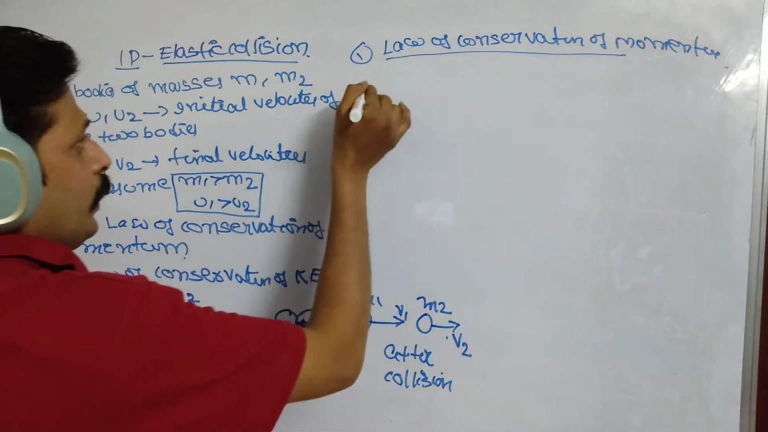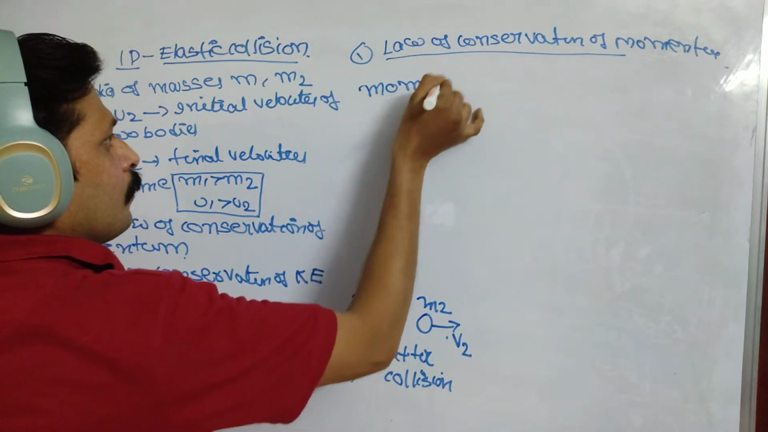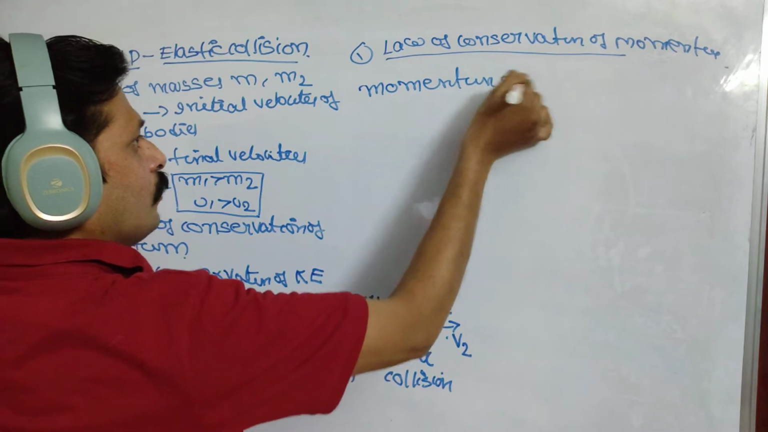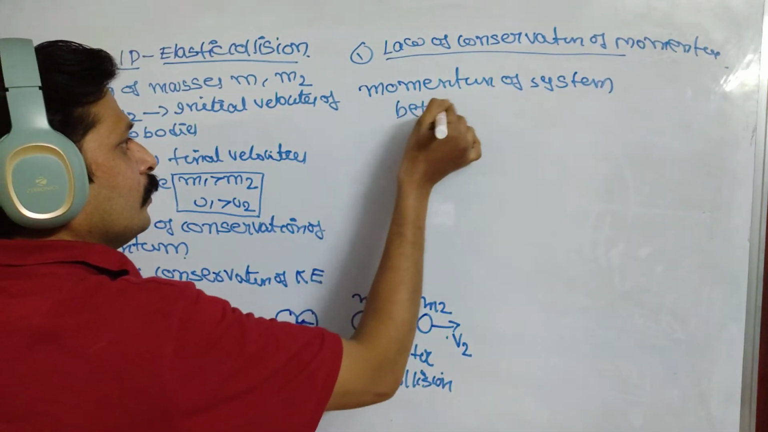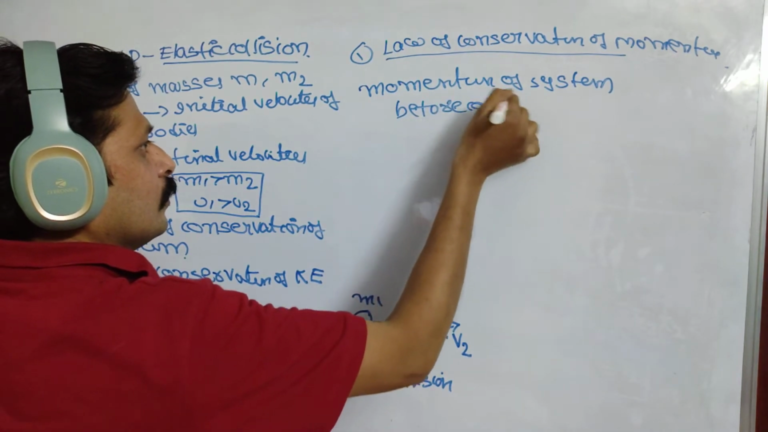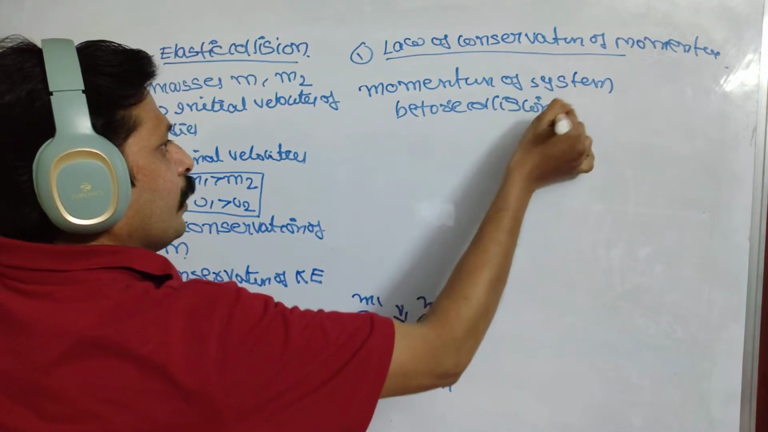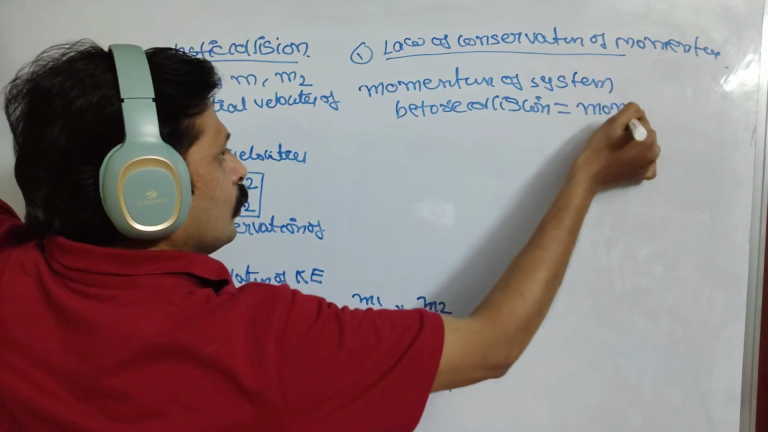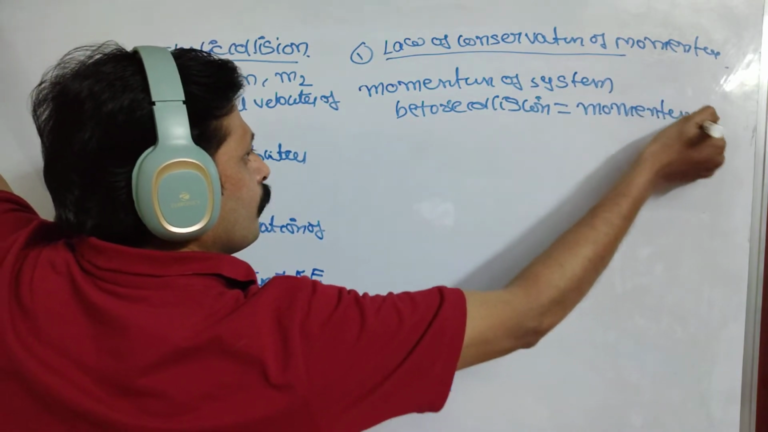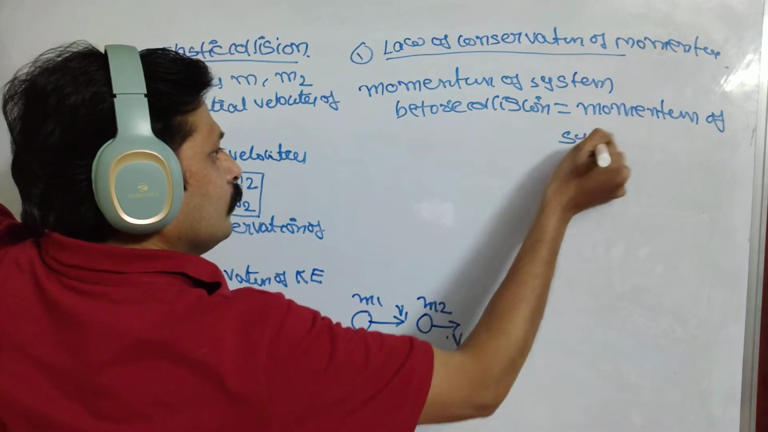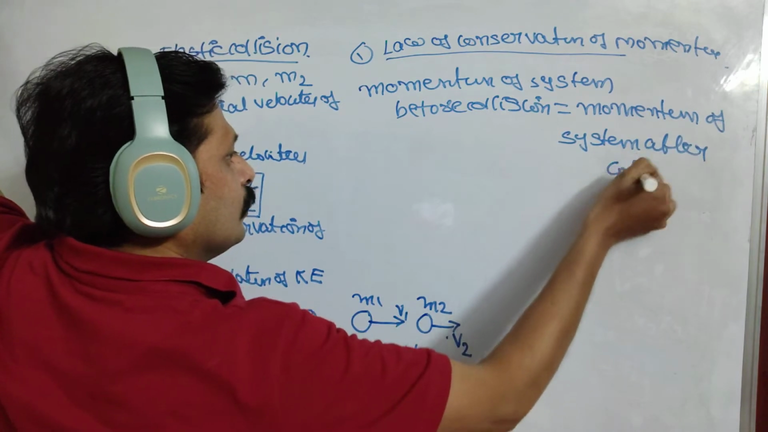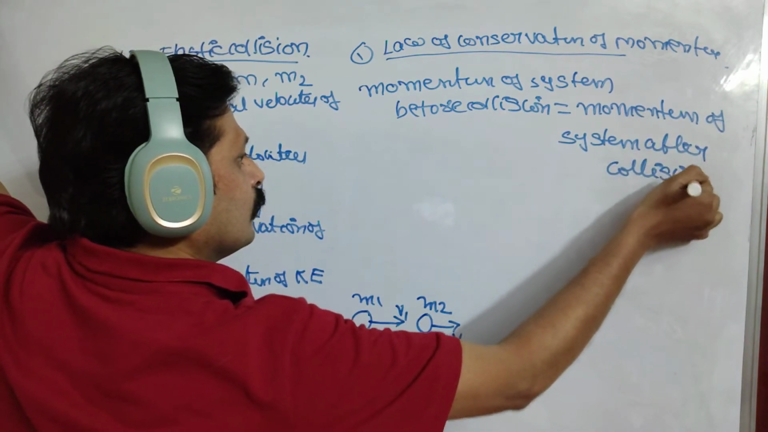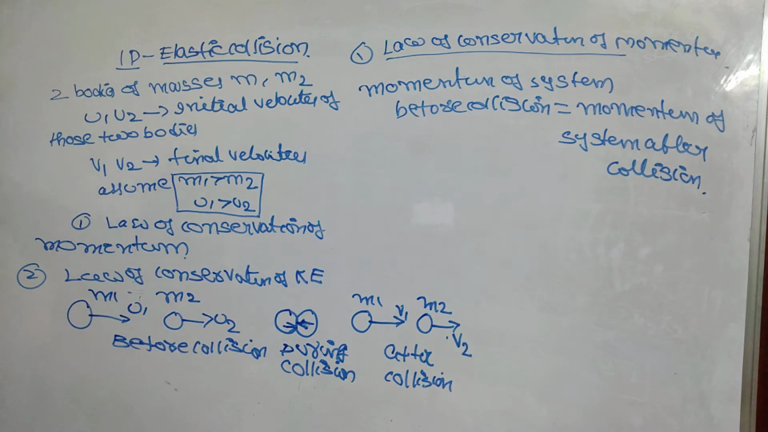Now from this what you are defining? Momentum of system before collision should be equal to momentum of system after collision.